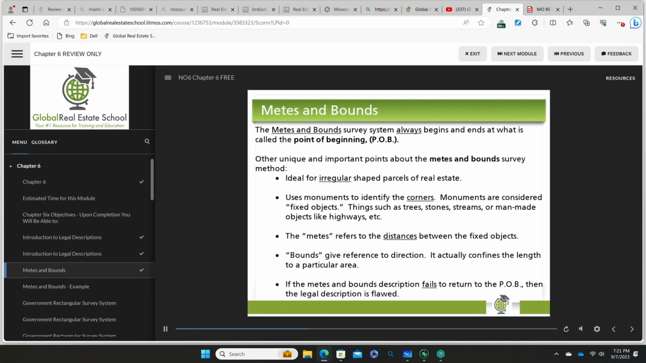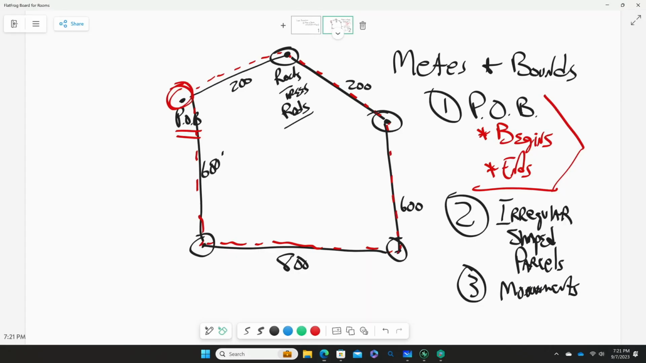Other unique and important points about the meets and bounds survey method: it's ideal for irregular shaped parcels of real estate. We mentioned that. It uses monuments to identify the corners. Monuments are considered fixed objects. Just mentioned that to you. Could be trees, stones, streams, or man-made objects like highways.